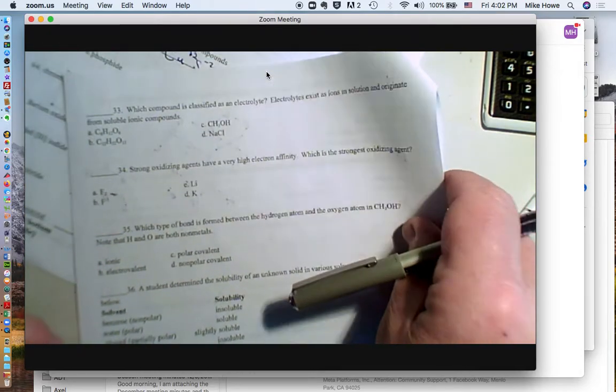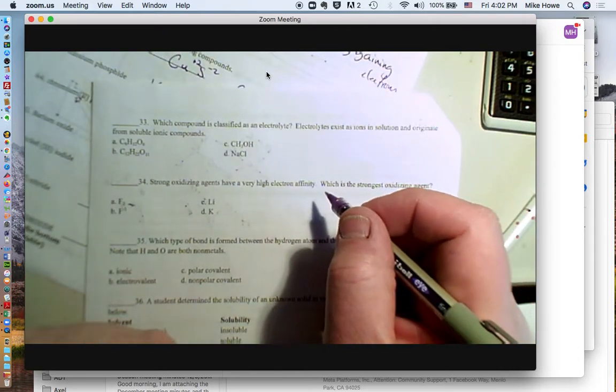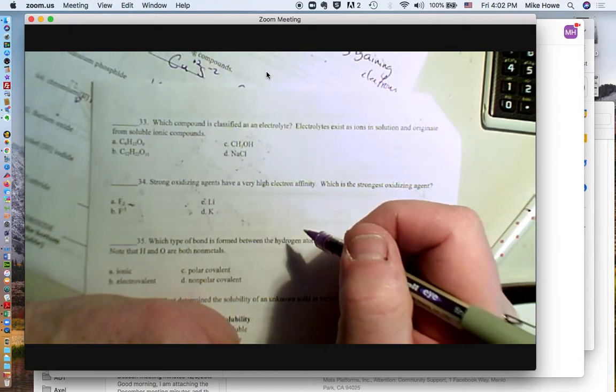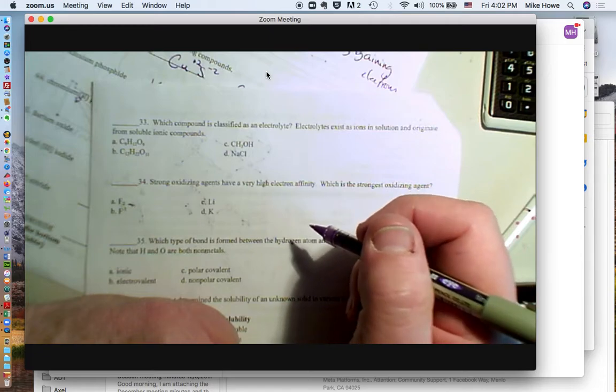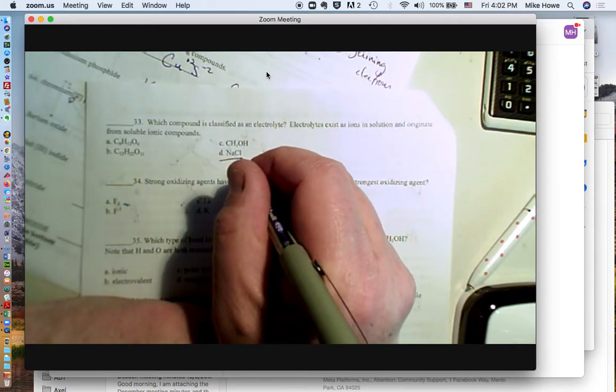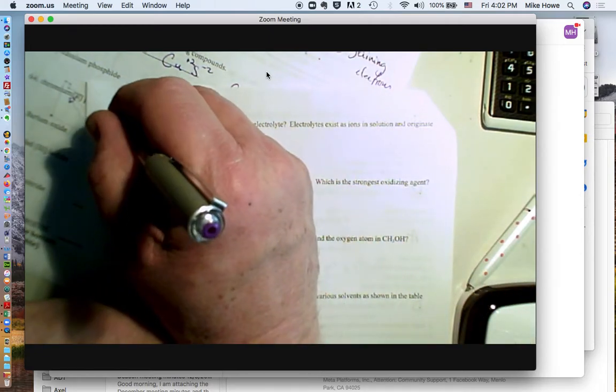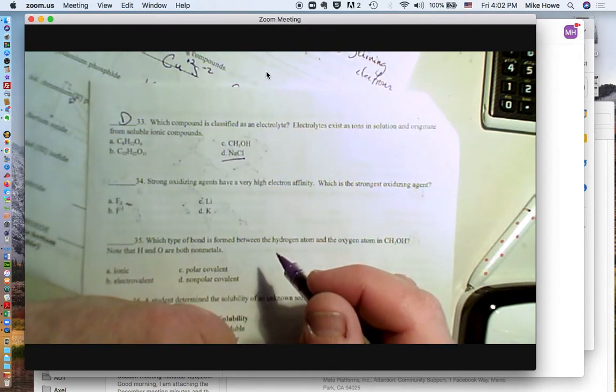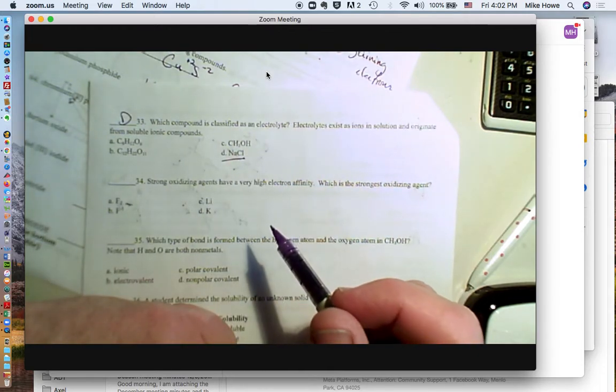All right, which one is classified as an electrolyte? Electrolytes exist as ions in solution and originate from soluble ionic compounds. Ionic compounds, we said earlier, were metal, non-metal, so the only one here is that one. So you don't have to worry about whether it's soluble or not if you just recognize that it's ionic.